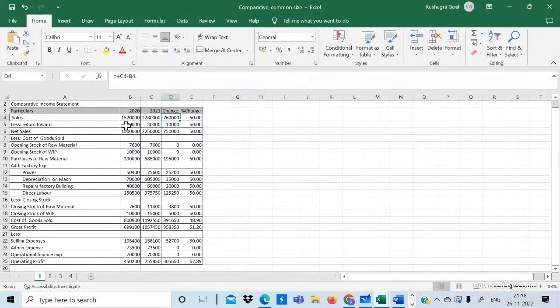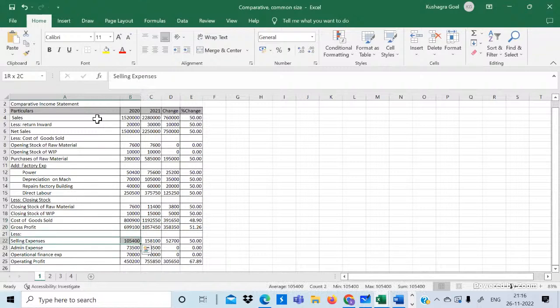Let's just go through it quickly. Let's say this is my comparative income statement. They've given me sales for 2021. Then I've got sales return, I've got net sales. Then they've given me the expenses. I've got opening stock of raw material, WIP, purchase. Then they've given me the power cost, depreciation, repair, labor cost. They've given me the closing stock. Finally, I get my cost of goods sold, gross profit.